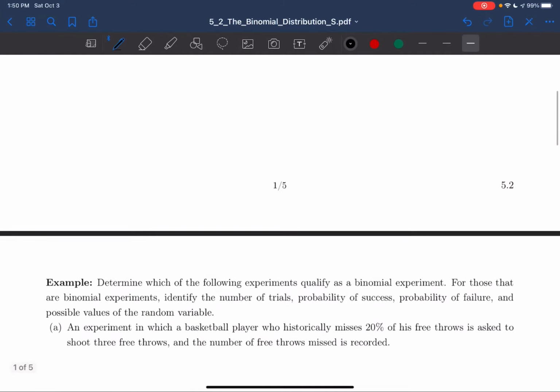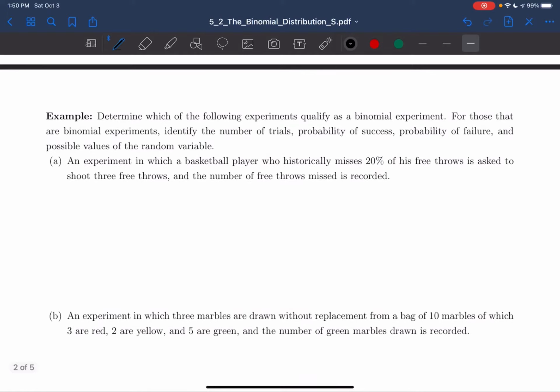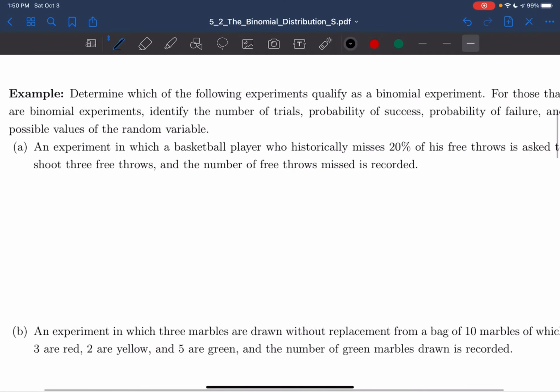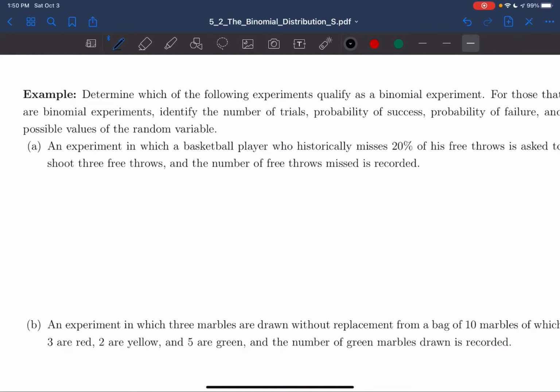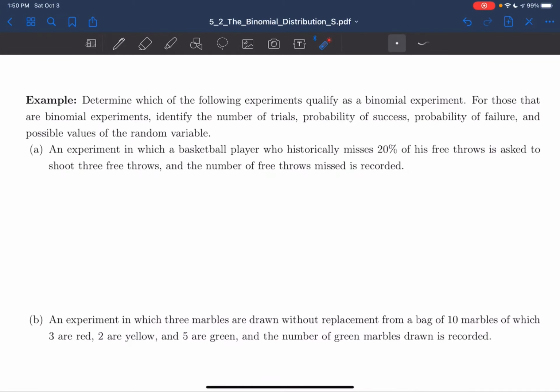So let's do a couple of examples. So here you want to determine which of the following experiments qualify as a binomial experiment. For those that are a binomial experiment, we want to identify the number of trials, the probability of success, the probability of failure, and the possible values of the random variable. So let's look at the first experiment here. An experiment in which a basketball player who historically missed 20% of his free throws is asked to shoot 3 free throws, and the number of free throws missed is recorded.